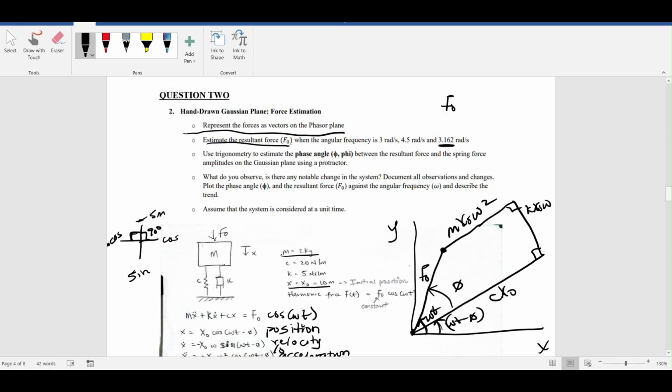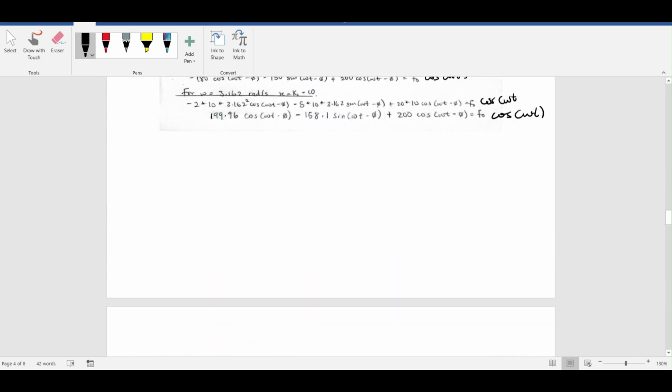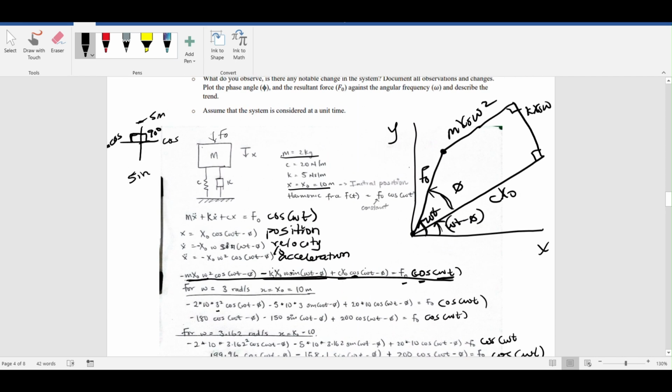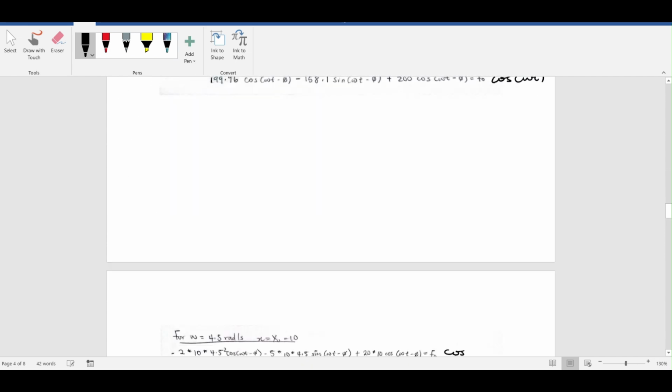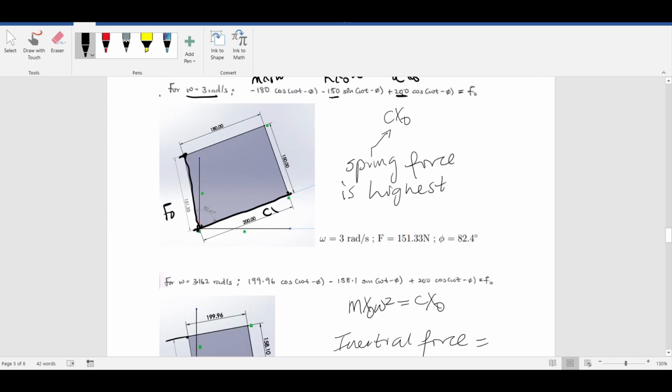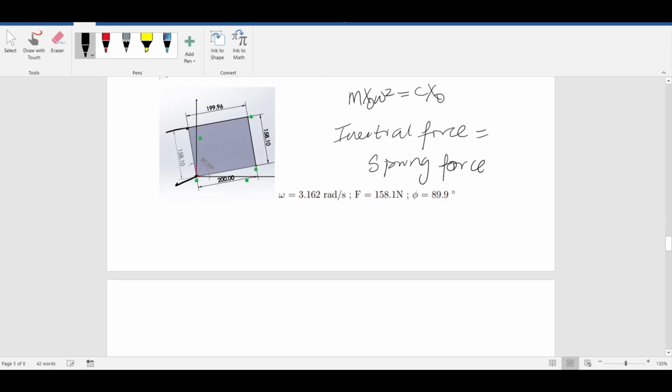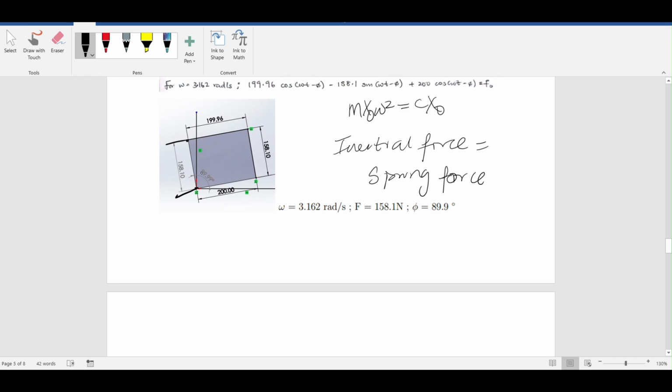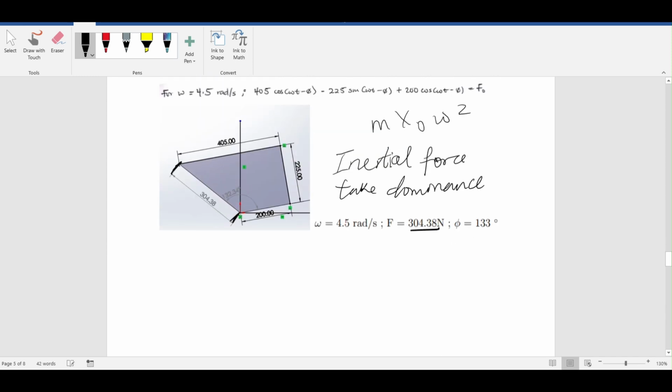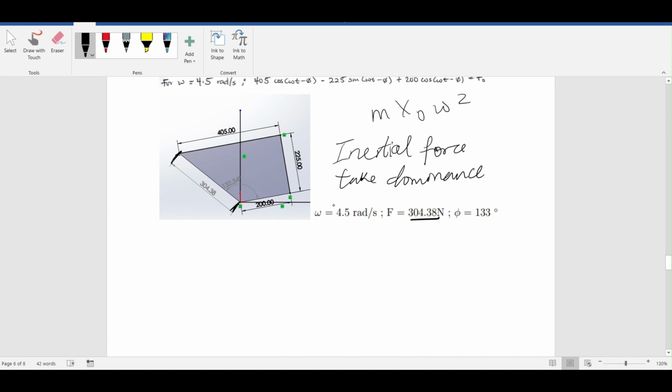Now we have found our f naught. The question says we should find our phase angle phi. This can be gotten from the same diagram. From here to here represents phi. If you look at the diagram, from here to here is 82.41, so my phi is 82.41. From here to here is 0.99, so phi is that. And from here to here is 132.34. So that is it, we have found our phi and f naught.